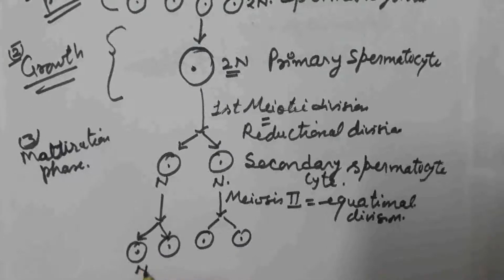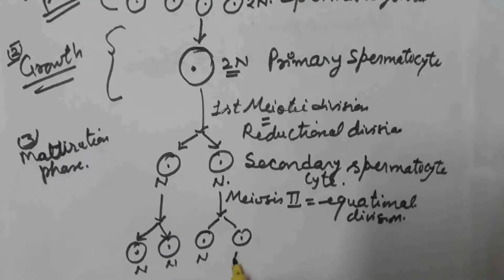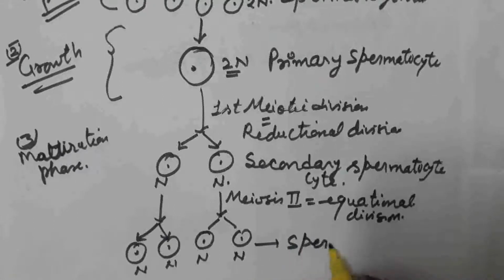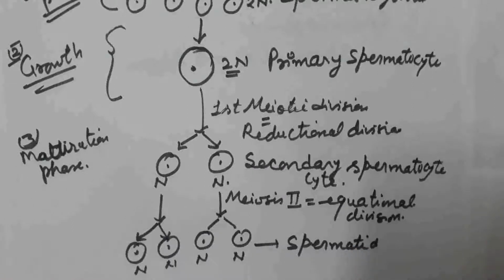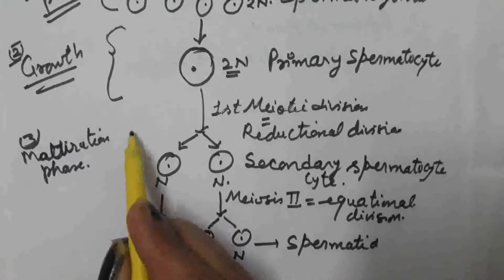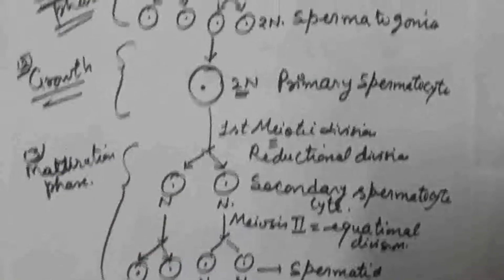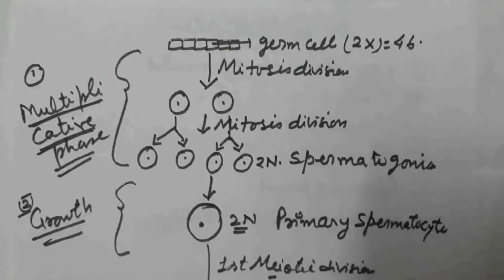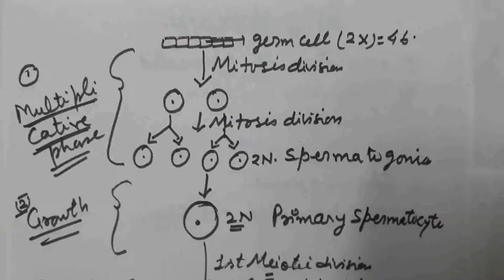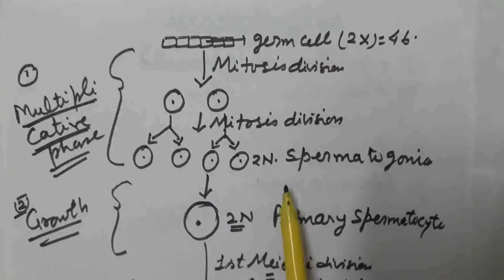In which n number of chromosomes are present, and we call it a spermatid. So this is the first step in spermatogenesis, that is the formation of spermatid. It is completed in 3 phases. First phase is the multiplicative phase. In the germ cell, mitosis division takes place and diploid spermatogonia are produced.